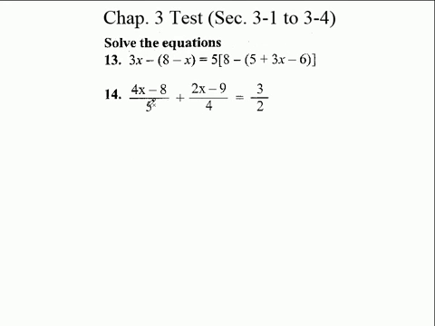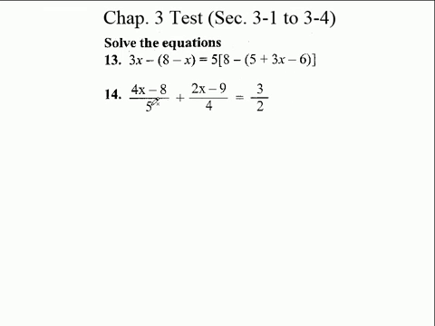Key to this problem right here is these denominators. We want to get rid of the denominators. The best way to do that is to multiply everything by something that the denominators will divide into evenly. So we have to find one number that 5, 4, and 2 all divide into evenly. Least common multiple is what that's called.